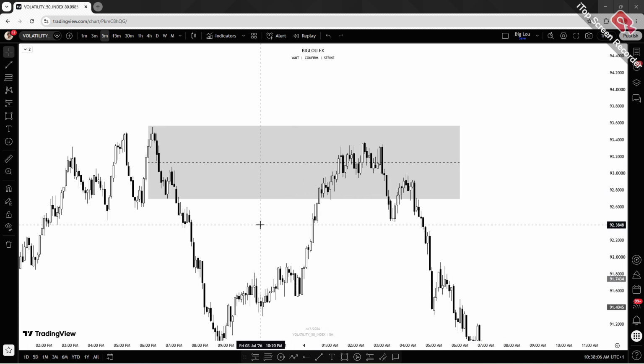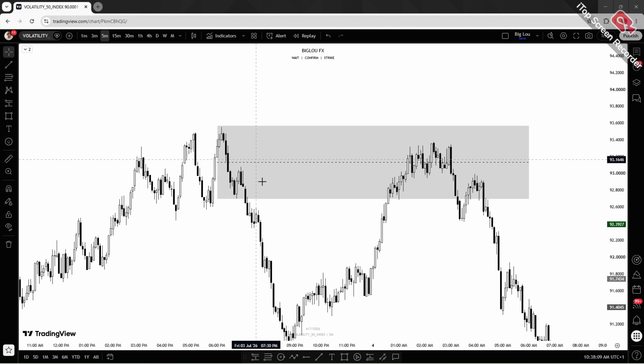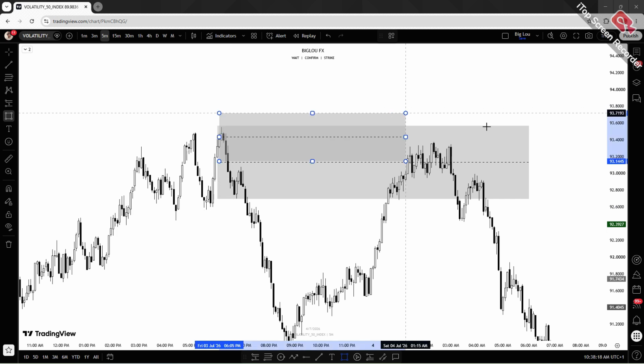Now, when you look at this zone, you can see that the extreme supply in this 5 minutes time frame is this last candle here.